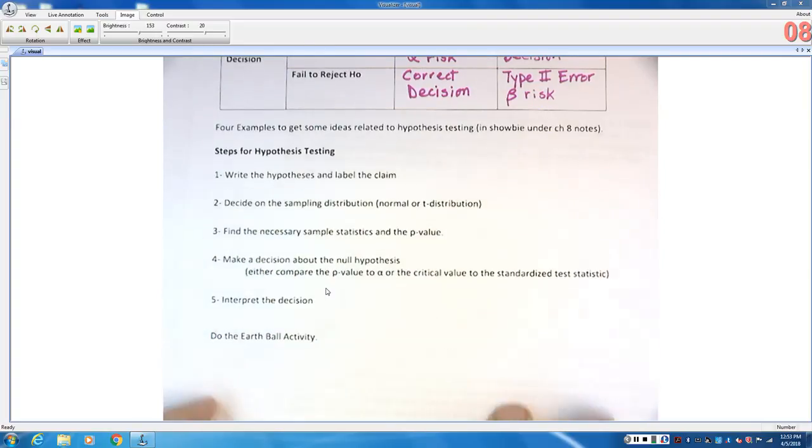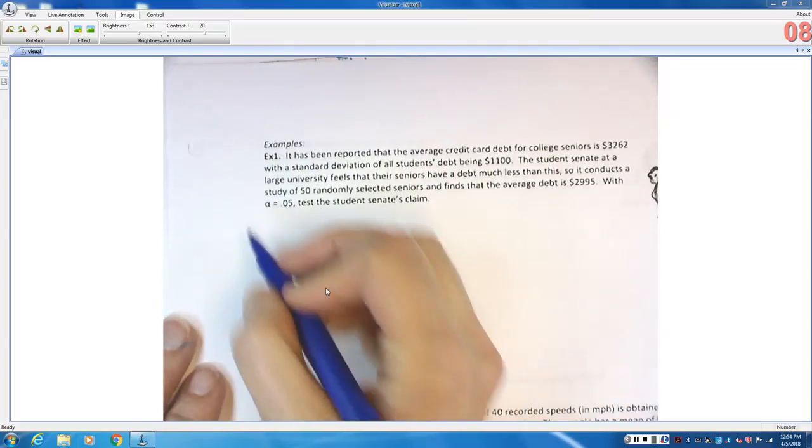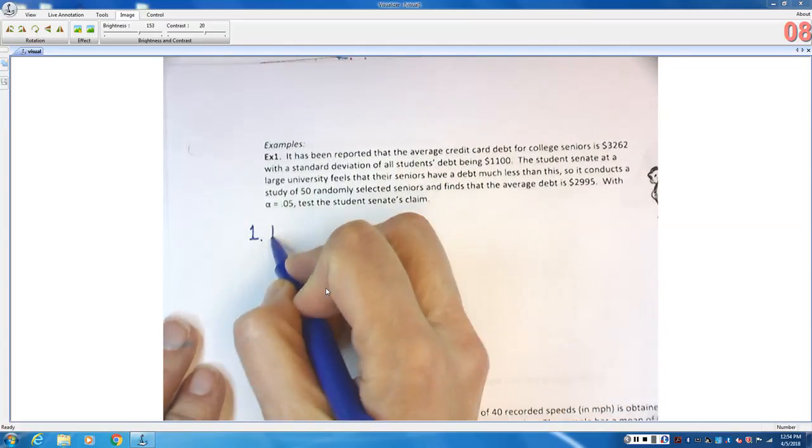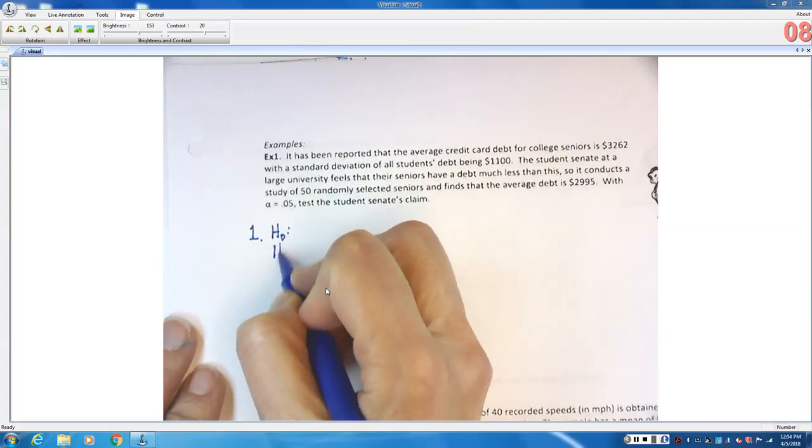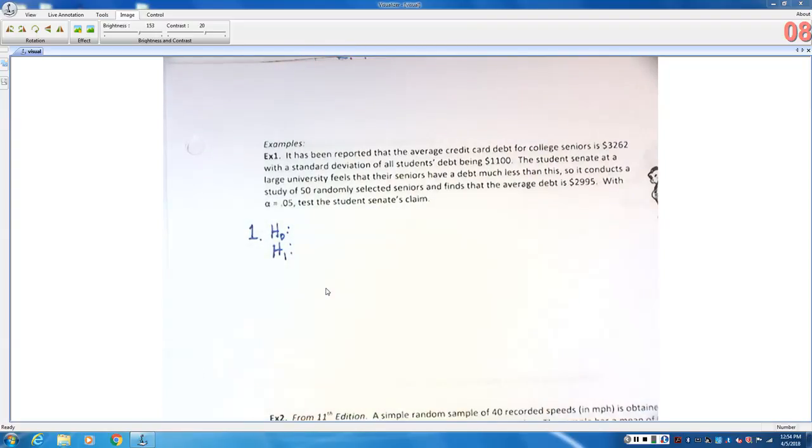So our first step is write the hypotheses and label the claim. So you can just put a 1 and then H0 colon, H1 colon. But I was kidding. Really, the first step is to read through the problem and identify what it gives you, with the correct symbol. And I did show you an overview of Chapter 8. When we're doing these questions, you get to use your calculator.